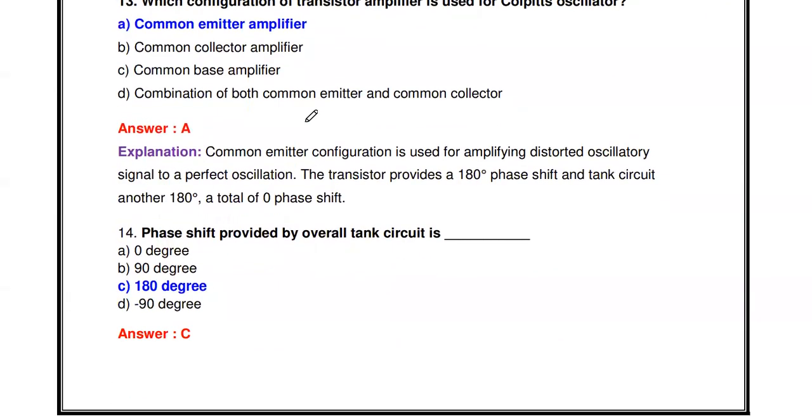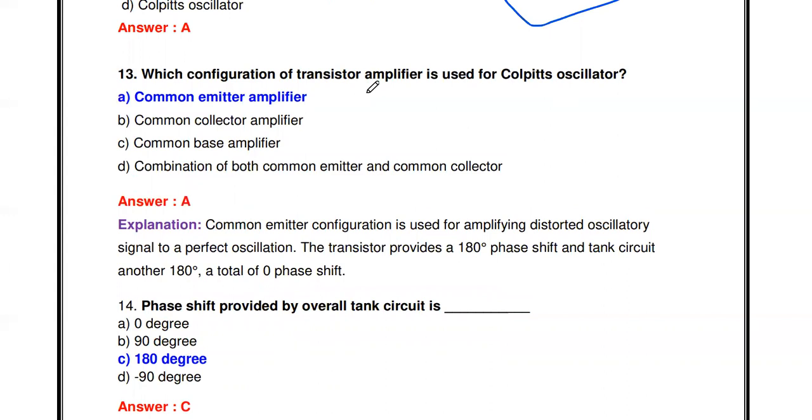Then the next one, which configuration of transistor amplifier is used in Colpitts oscillator? In Colpitts oscillator, the configuration of transistor amplifier used is common emitter. Already you know the Colpitts oscillator means 1 common emitter amplifier with 1 feedback network. Similarly, Hartley means common emitter amplifier with 1 feedback network. In the feedback network, we may use L and C, inductors and capacitors.